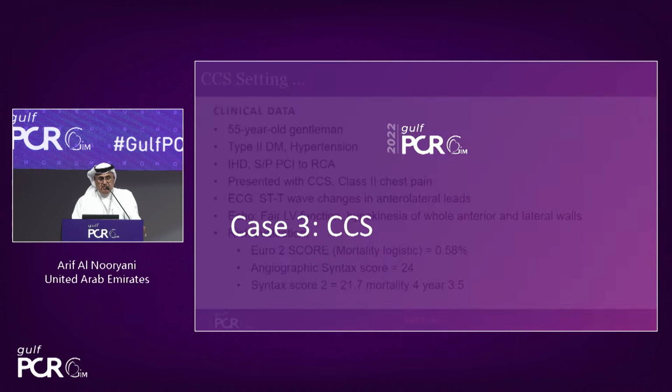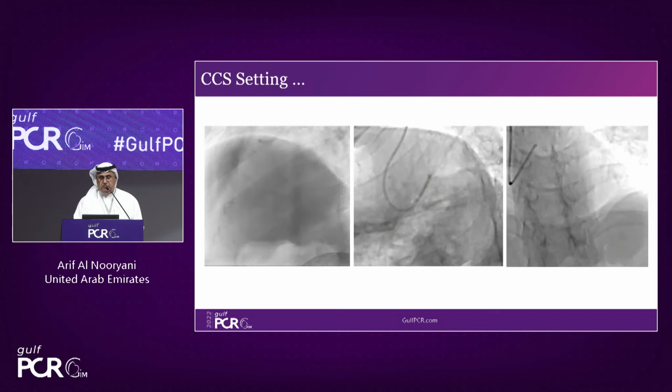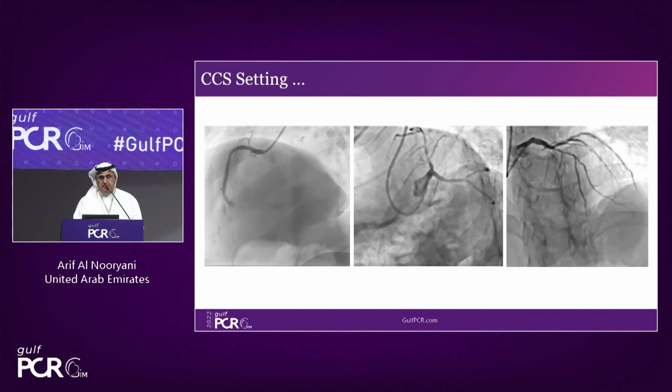Last case, it was a 55-year-old gentleman with type 2 diabetes again, and PCI. He's a known case of RCA, presented with stable angina and ST changes in the anterolateral leads. This is almost similar to the case presented by Dr. Khalid, and rejected by surgeons due to the poor target, and the second reason is because the patient was reluctant.